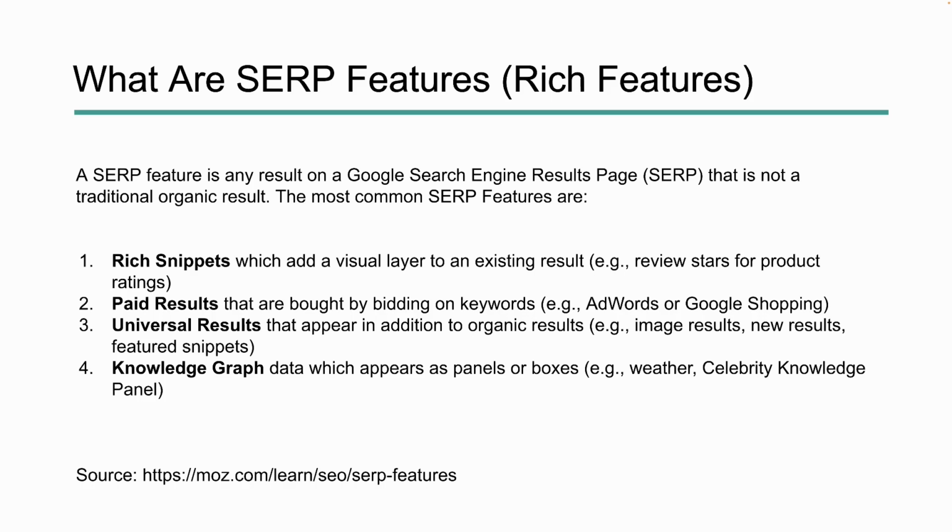So maybe an image carousel or video carousel, as well as what's called featured snippets. Those are those position zeros. And then we also have knowledge graph data, and this typically appears in panels or boxes, usually to the side of the search results, but sometimes within the top it could be maybe weather or some sort of information about a celebrity. If you want to learn more about rich features, SERP features, and read a little bit more about the different types, check out the article that we're sourcing here from Moz. It's a very good article, and they do a great job covering that.